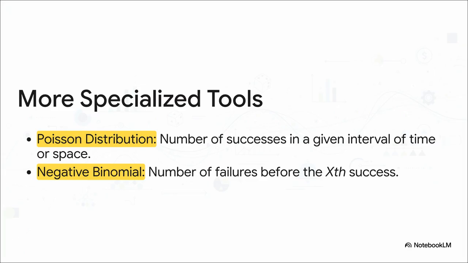And the negative binomial? It's like a superpowered geometric distribution. Instead of waiting for just the first success, you're waiting for a specific number of them, the second, the third, or even the 10th success. So if geometric asks how long until 1, negative binomial asks, how long until we get r of them?